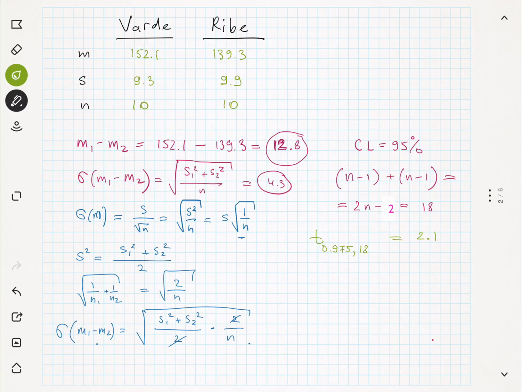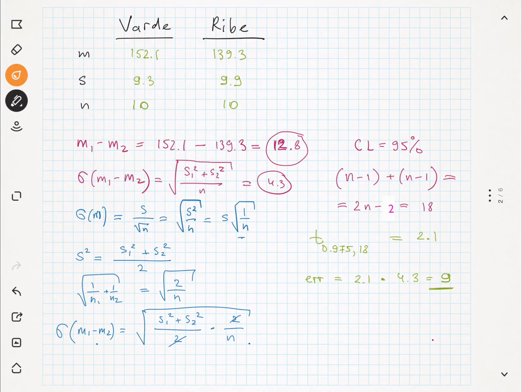Now we can calculate the error margin, which is 2.1 times 4.3, which is 9.03. I will just use 9. So this is our error margin.